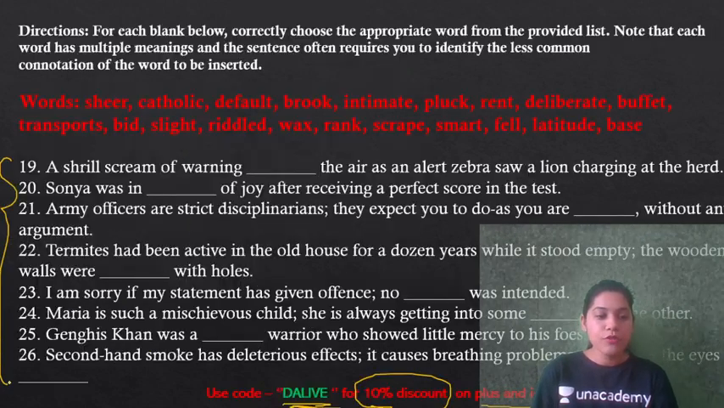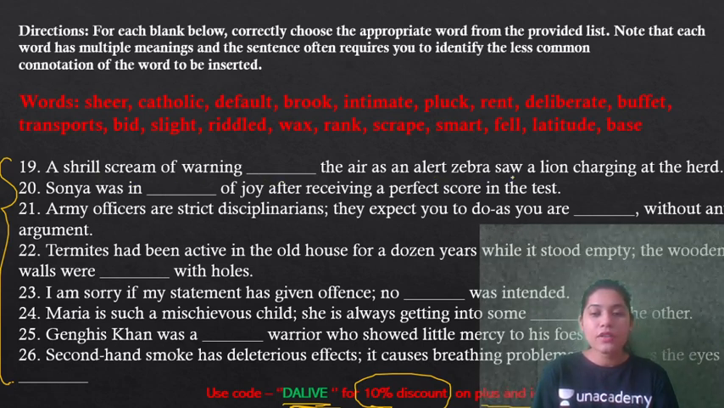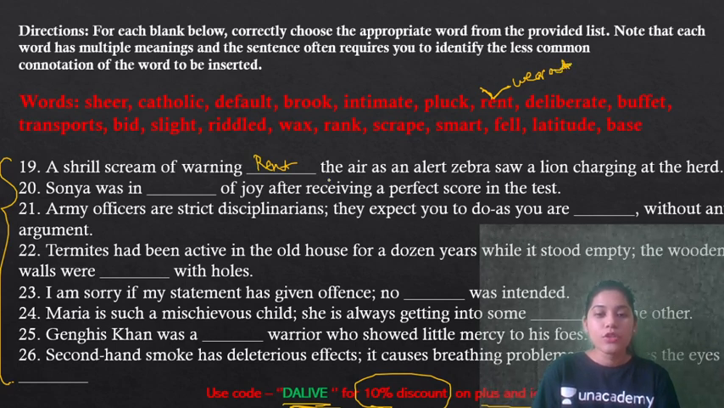Okay, now a few more questions based on the same exercise, same lines. A shrill scream of warning dashed the air as an alert zebra saw a lion charging at the herd. So, yes, what do you think? Go through the options and let me know. Rent the air. One rent is what we pay for our PGs, for flats, for rooms, right? Those things we rent. And the second rend means to wear out, right? To wear out. So it rends the air as an alert zebra saw a lion charging at the herd.